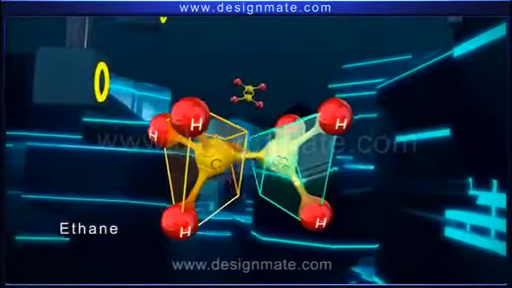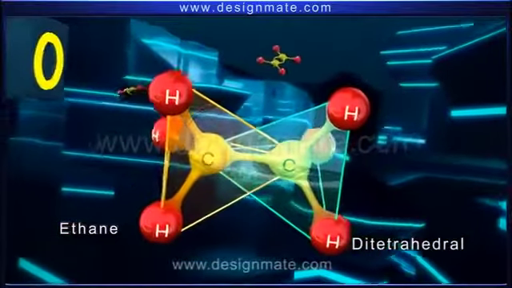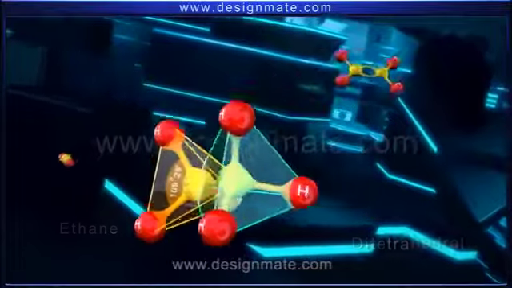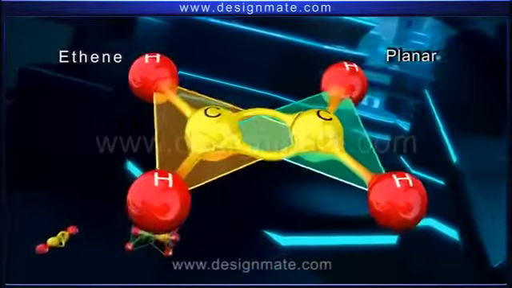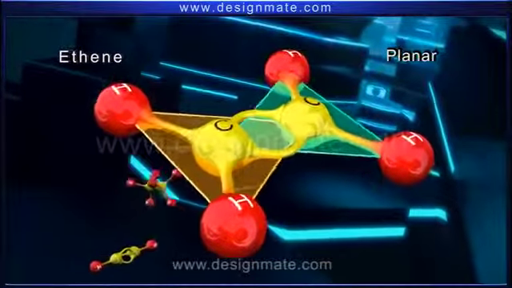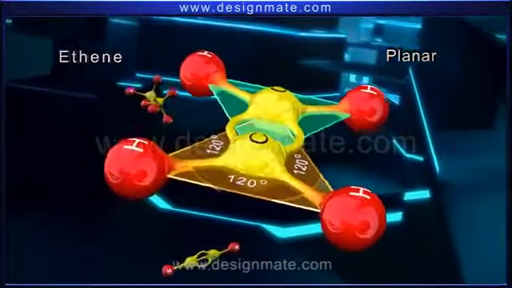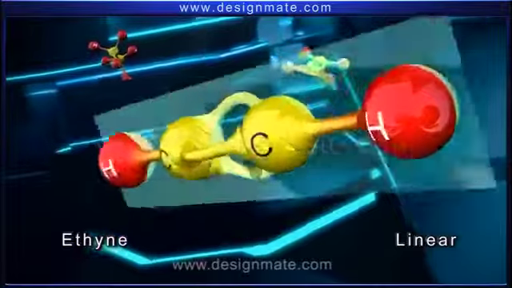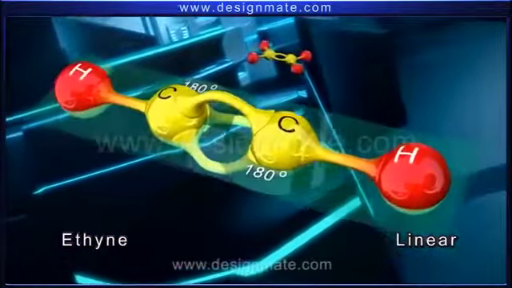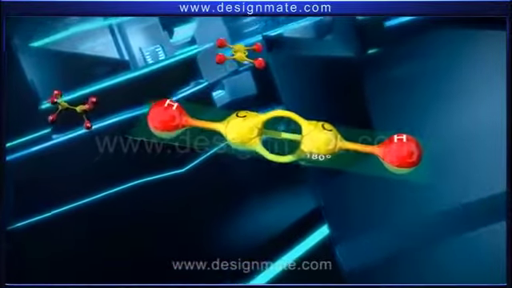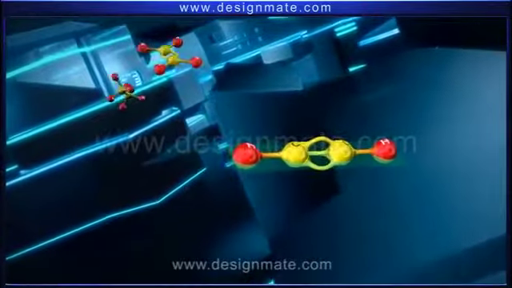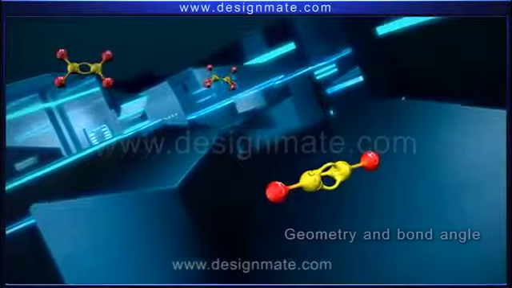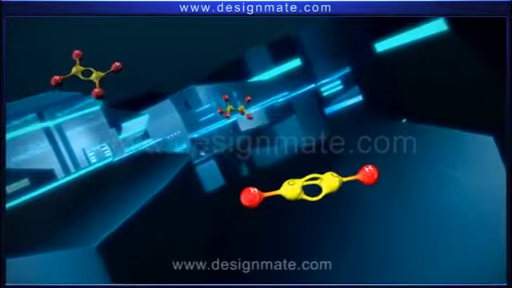The ethane molecule is ditetrahedral and has a bond angle of 109 degrees 28 minutes. Ethene is a planar molecule with a bond angle of 120 degrees, while ethyne is a linear molecule with a bond angle of 180 degrees. All these three hydrocarbons differ from each other in geometry and bond angle due to a difference in the state of hybridization of the carbon atom in them.